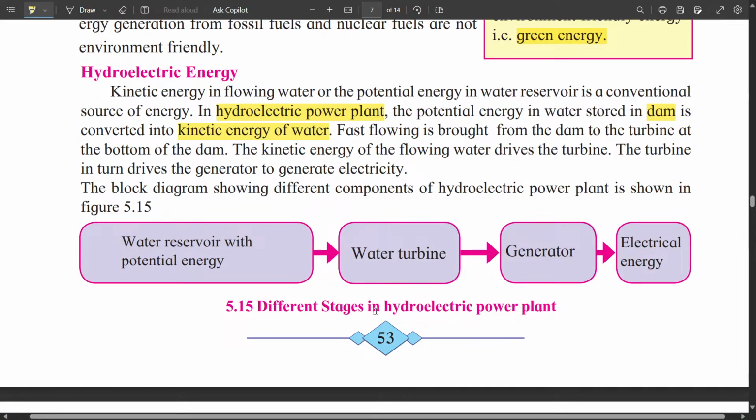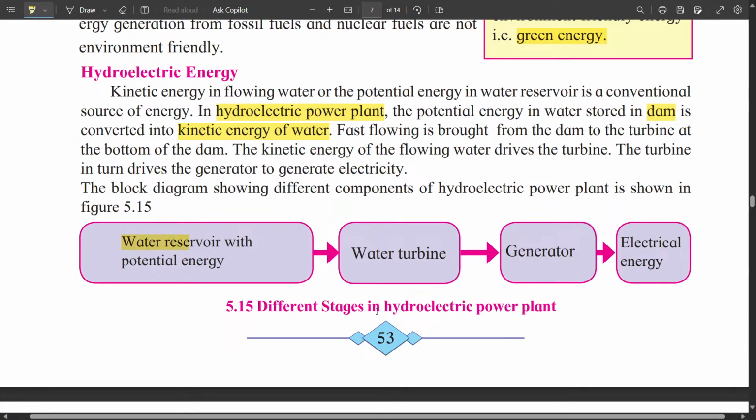Fast flowing water is brought from the dam to the turbine at the bottom of the dam. The kinetic energy of the flowing water drives the turbine. The turbine in turn drives the generator to generate electricity. The block diagram showing different components of hydroelectric power plant is shown in the figure.